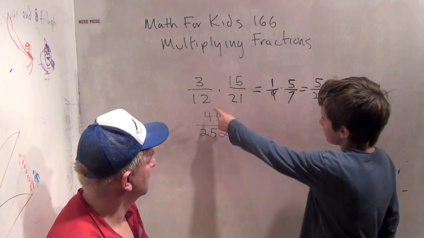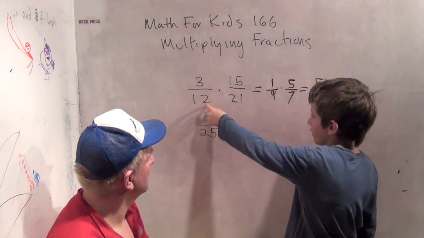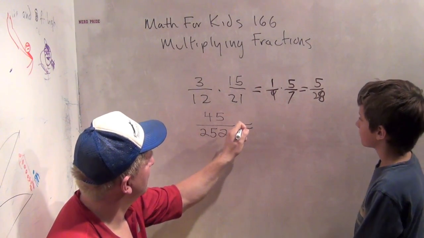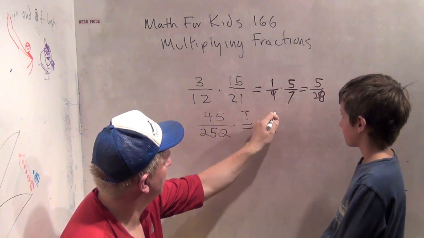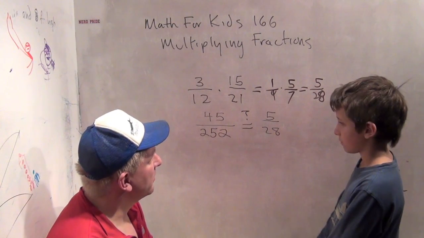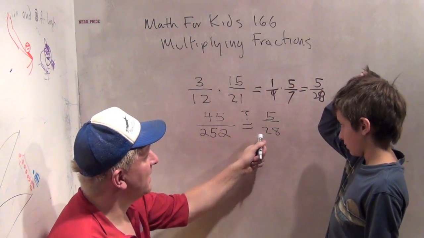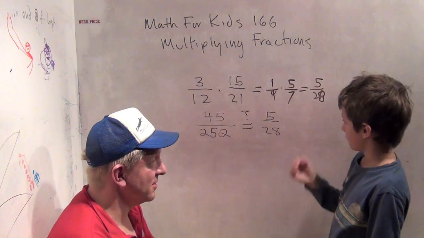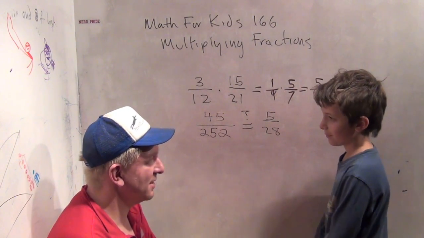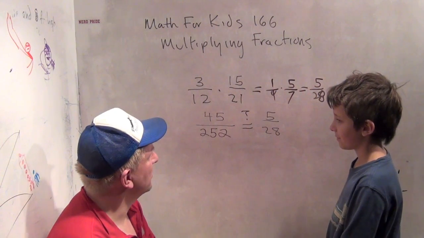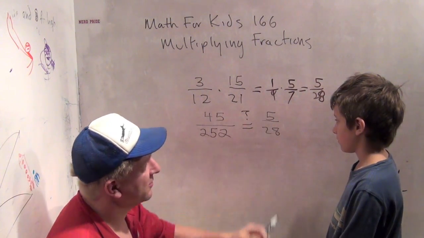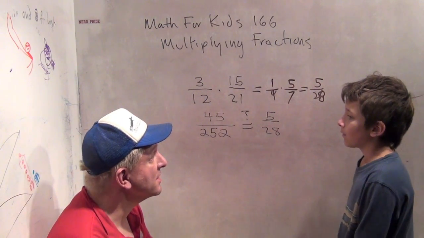Now, it's not obvious at all that 45 over 252 is 5 over 28. Why are those two things the same? Well, because 9 times 28 is 252. Do you have your 9s memorized all the way up to 9 times 28? No. So you can see from this example that simplifying first makes your life much easier.